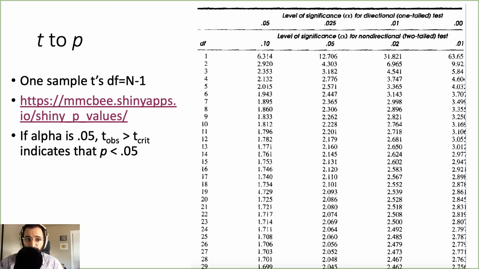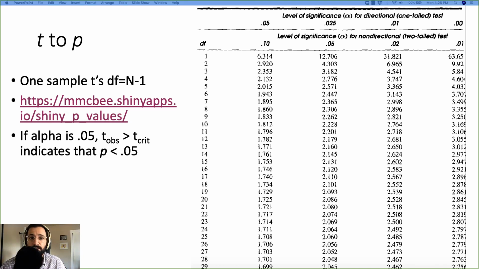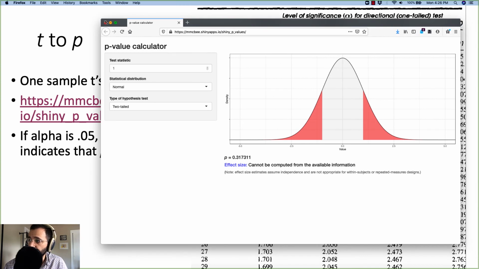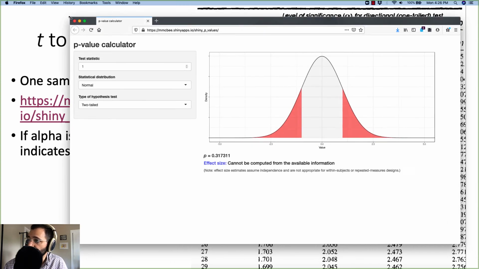Our p-value needs to be low enough that it is lower than our alpha level. You can get p-values one other way that I find to be quite useful, and that is to use the Shiny apps developed by a psychologist that are available online. There are a couple of these, and we'll talk about them throughout the semester. We'll use them a few times.